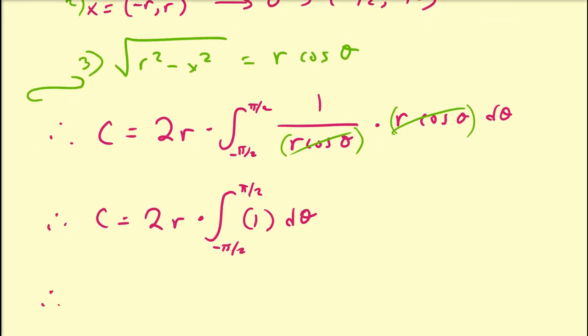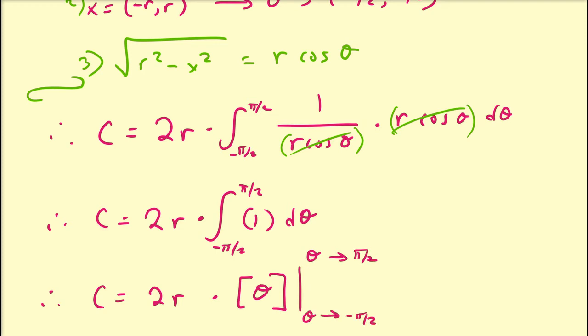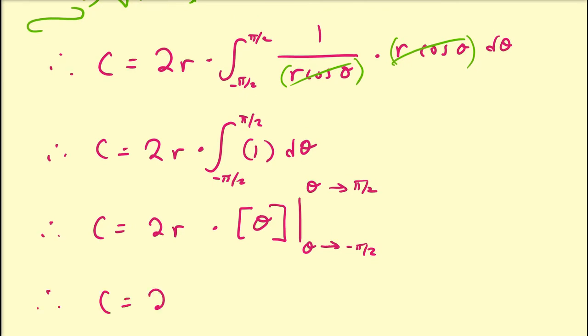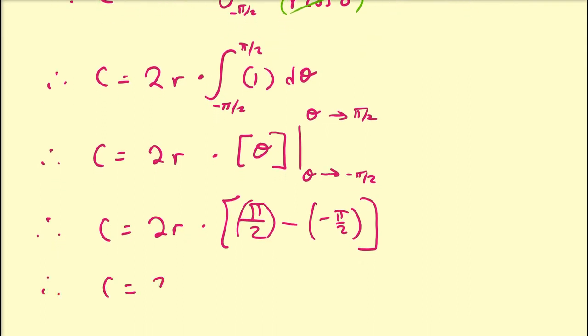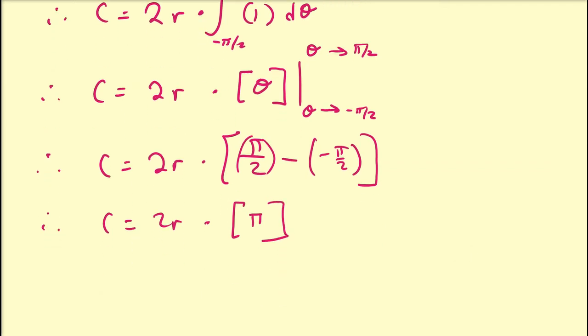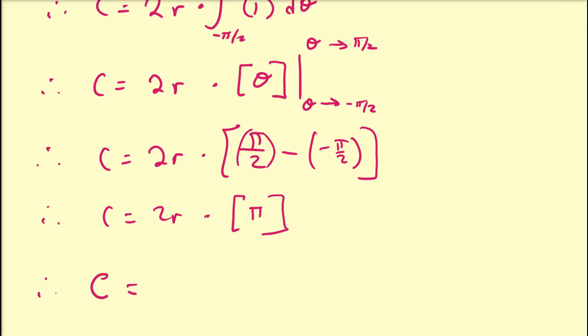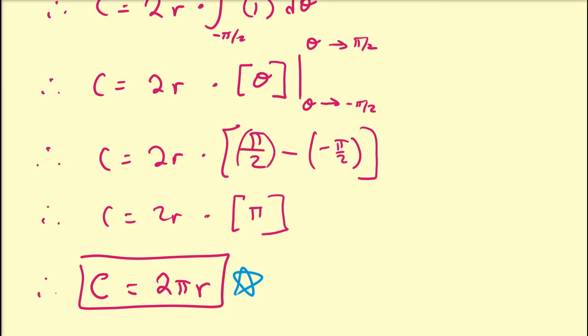So the integral of 1 with respect to theta is just going to be theta, so we have 2r times theta, evaluated from minus pi over 2 to pi over 2. So, evaluating our limits, we have upper limit pi over 2 minus negative pi over 2, and that is just going to be equal to pi, half and half as a whole. So that means the circumference of the circle is going to be equal to 2 pi r, which is the result that we were aiming to prove.